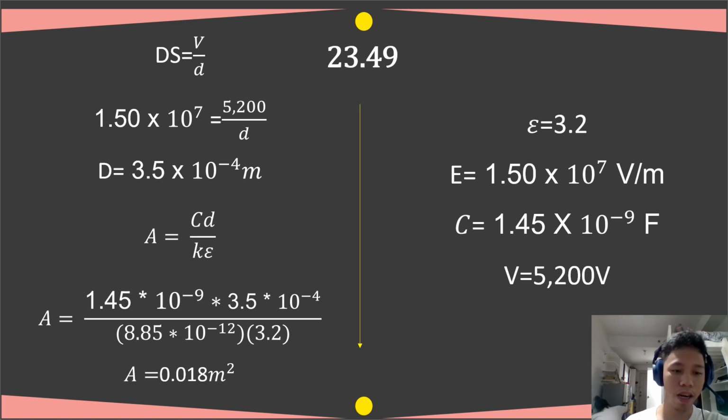And for the area formula for the parallel plate capacitor, you just substitute the values because you already found d, which is the only one missing before. So after that, after substituting everything, you're gonna get 0.018 meters squared.